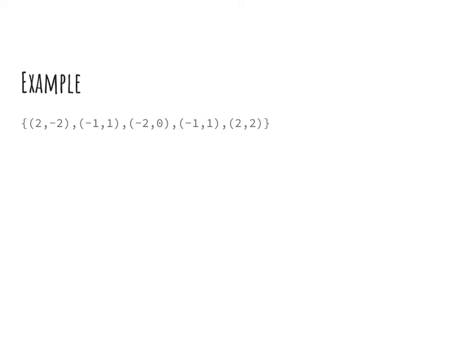Go ahead and pause the video and do the same thing with this set of ordered pairs. So again, domain and range, decide if it's a function, and then whether it's one-to-one, onto, both, or neither. Then hit play and see how you did.